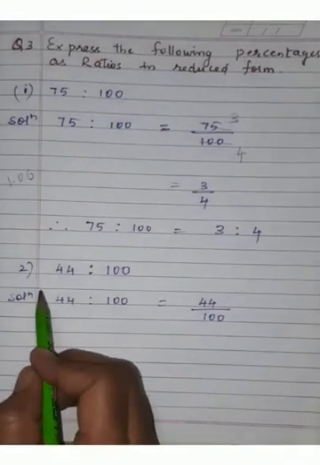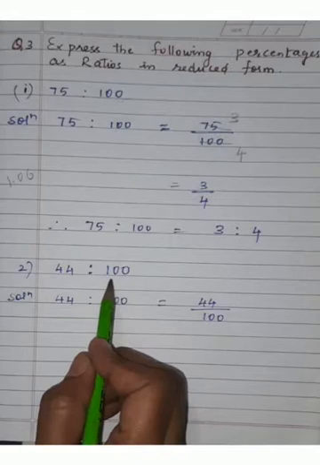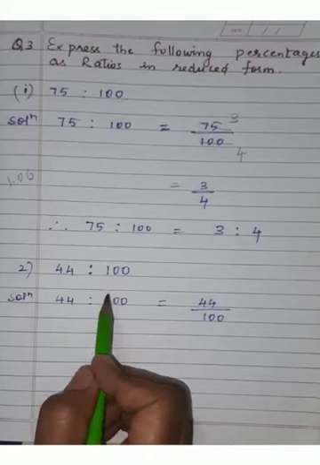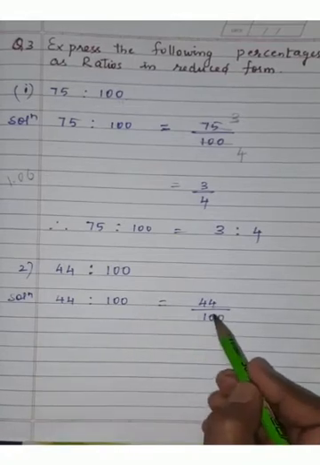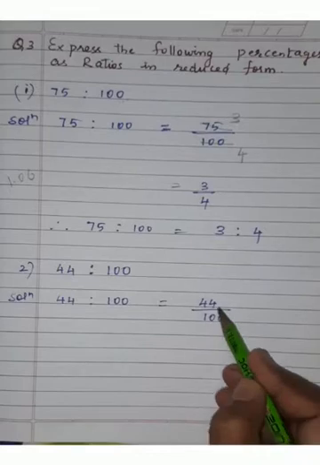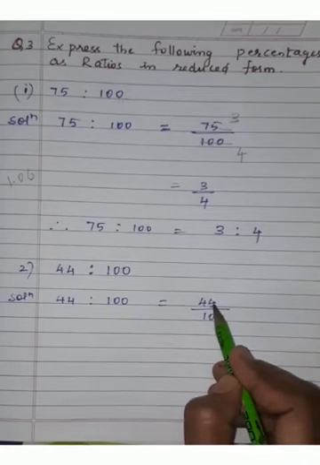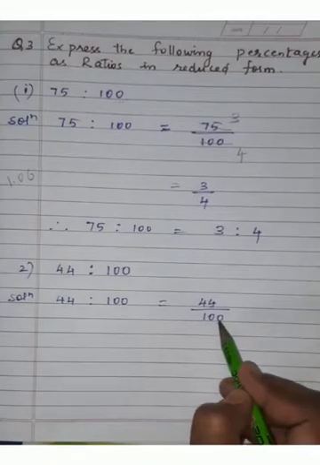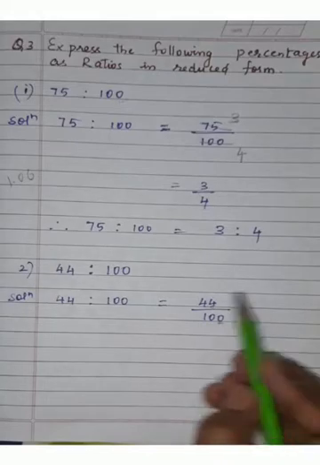Is that clear? Now students, our second sub question is 44 is to 100. That means we have to convert this percentage into its reduced form. So here we will start the solution as 44 is to 100 is equal to 44 upon 100, children. Now you know that 44 is the numerator, 100 is the denominator. So just see, the unit place of the numerator is 4 and the unit place of the denominator is 0. So both are even numbers which are divisible by 2.